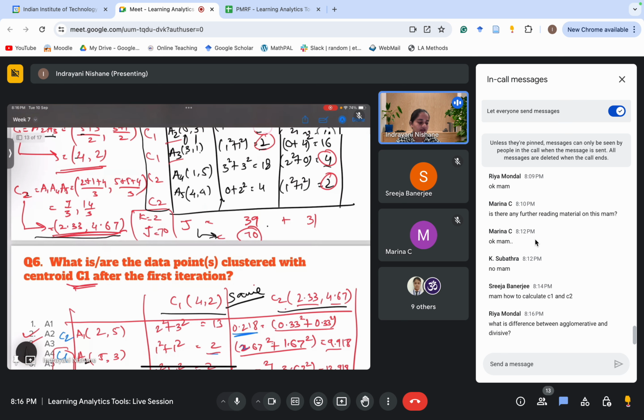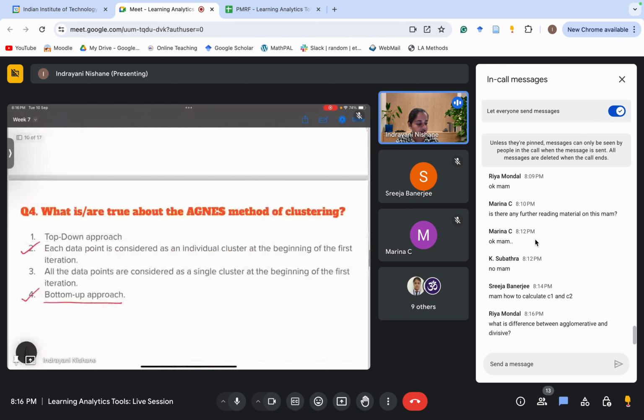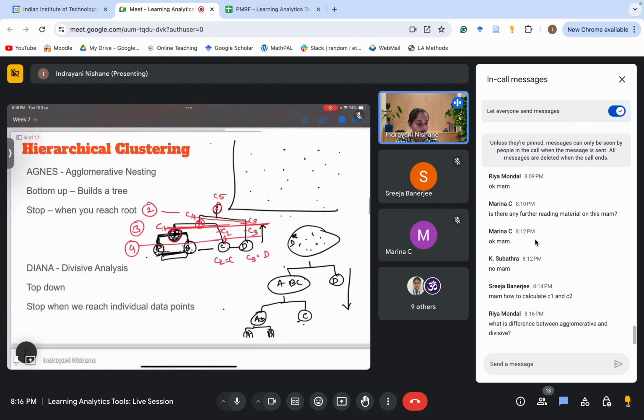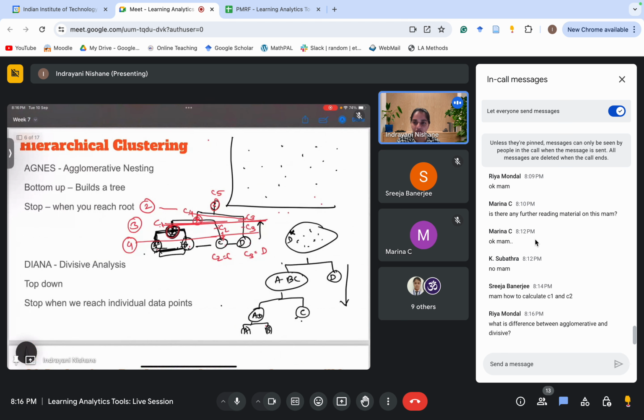So, agglomerative and divisive clustering differences in this particular slide. It is all theory part. There is no explanation as such for this. Agglomerative is bottom up. It builds a tree from individual data points. So you have to stop when you reach the root. That means you have to stop when there is only one cluster at the top.